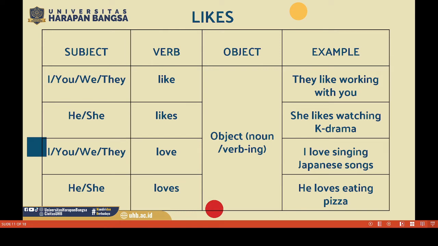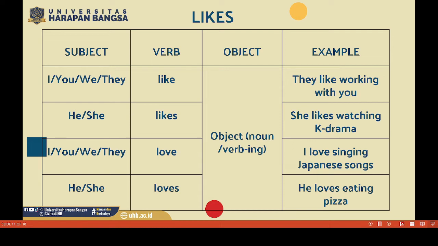And after that, you can put object, and the object can be in noun or the gerund, or we can simply say a verb ing. Oke, jadi kalau subjeknya berbeda, verbnya juga nanti akan berbeda ya. Kalau he dan she menggunakan likes, ada s-nya. Are you with they menggunakan yang like.